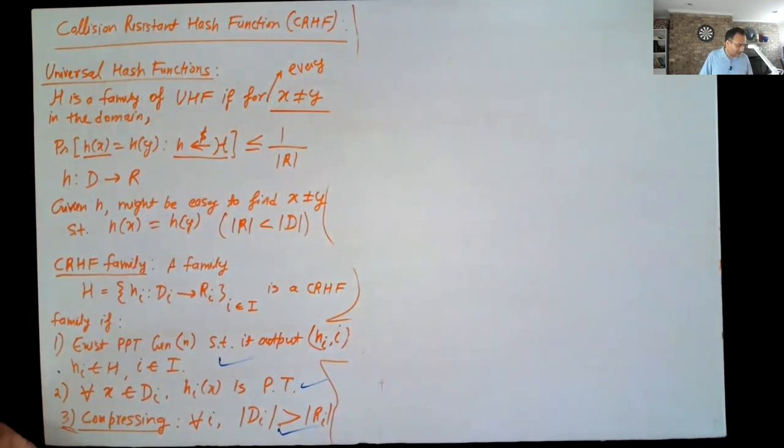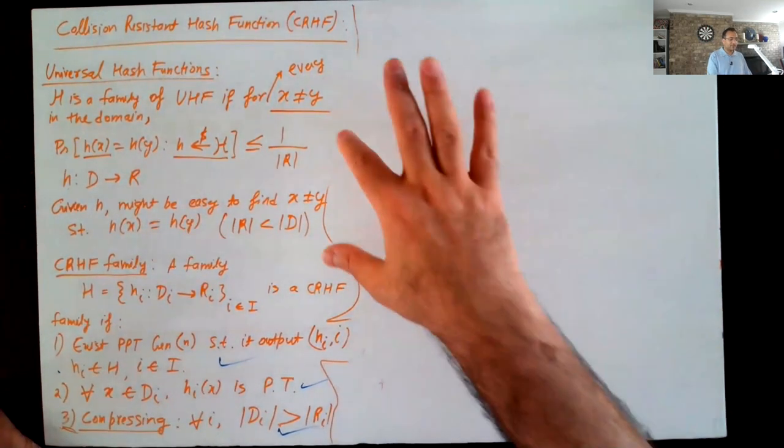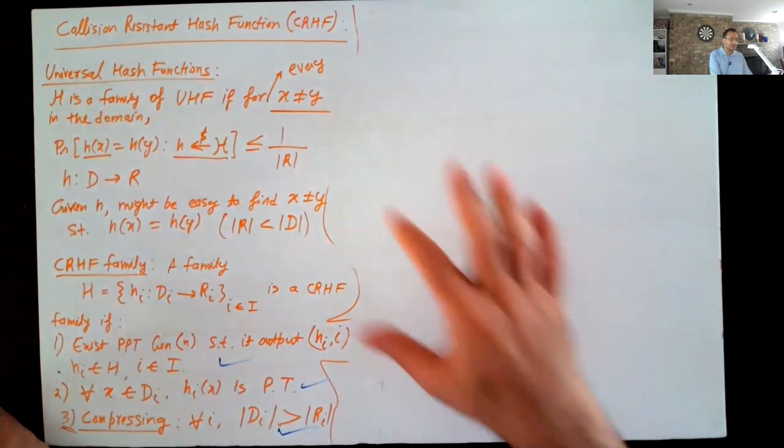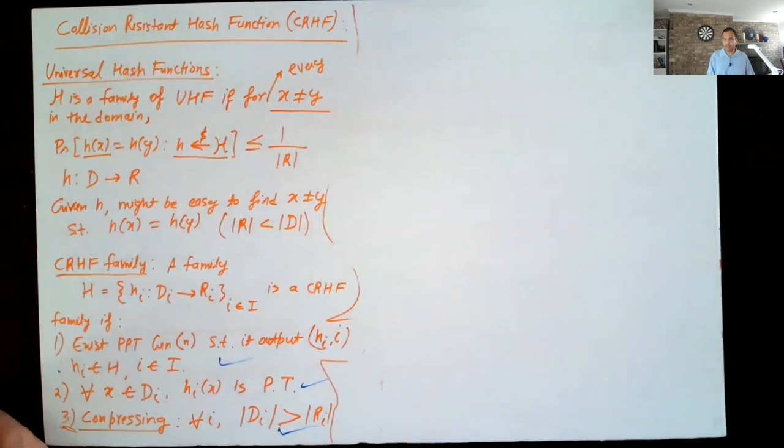Another question is, we built hash functions with a compression factor of close to 2. What if I want to compress my input a little bit more? It turns out that you can essentially use the same technique, and this will be a problem on the homework. You will need to generalize this construction to any arbitrary compression ratio.